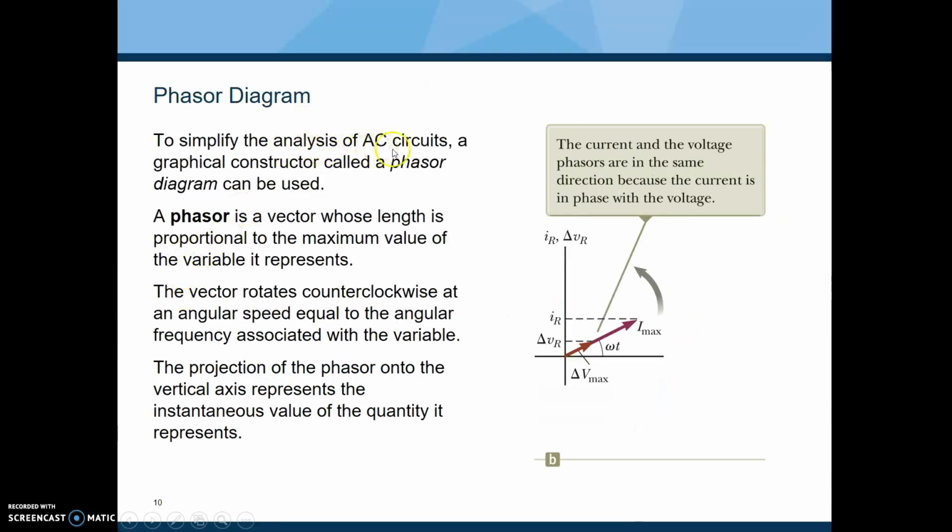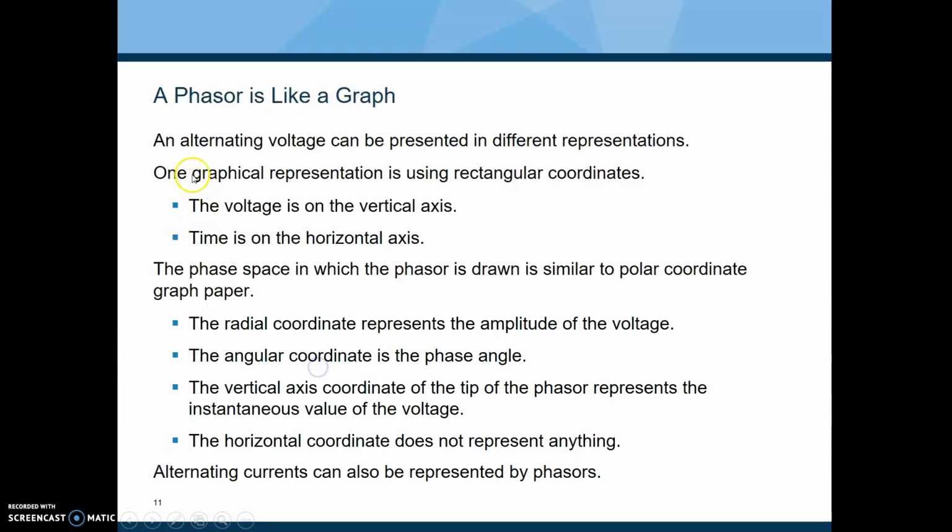To simplify the analysis of the AC circuit, a graphical construction called a phasor diagram can be used. A phasor is a vector whose length is proportional to the maximum value of the variable it represents. The vector rotates counterclockwise at an angular speed equal to the angular frequency associated with the variable. The projection of the phasor onto the vertical axis represents the instantaneous value of the quantity it represents.